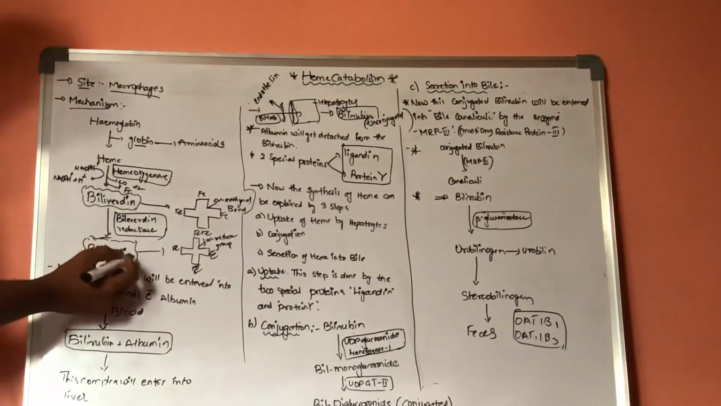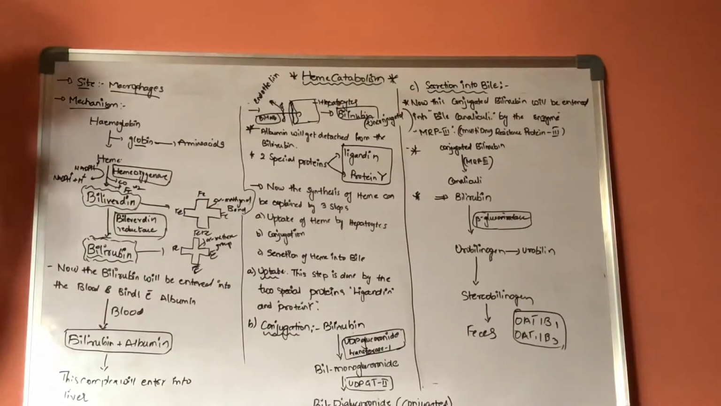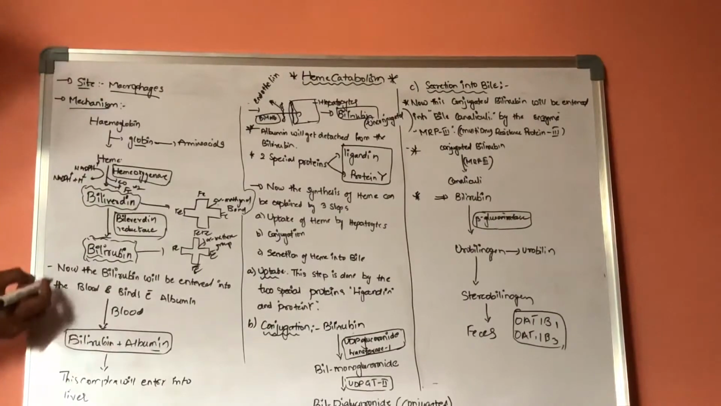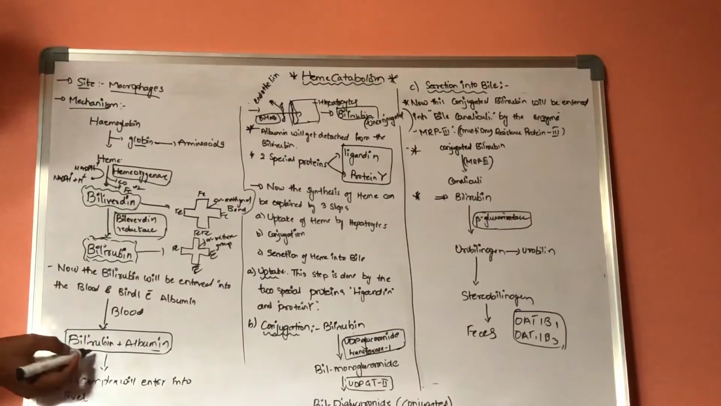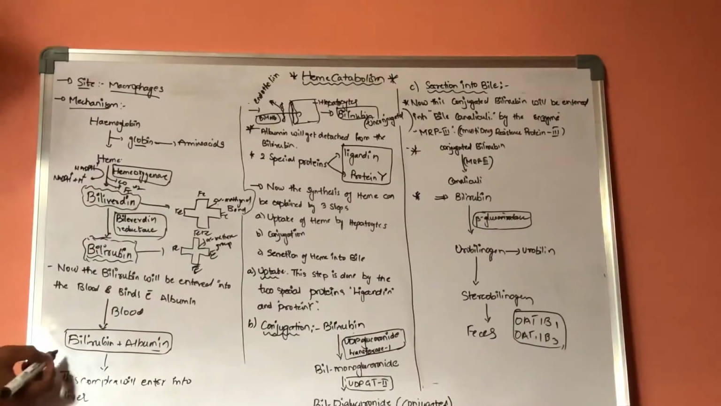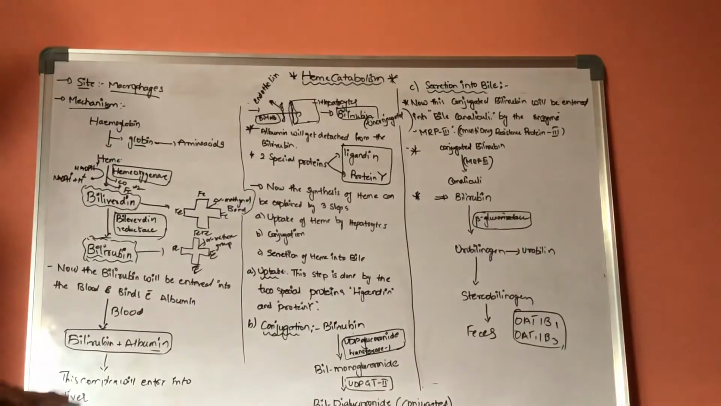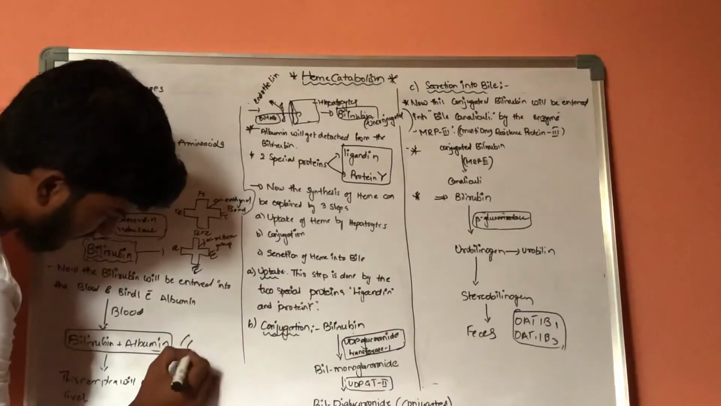The bilirubin which is formed will enter the blood. Now the blood consists of albumins. The bilirubin which enters the blood will bind with the albumins. There will be a complex formation called the bilirubin albumin complex. Now it is in unconjugated form.